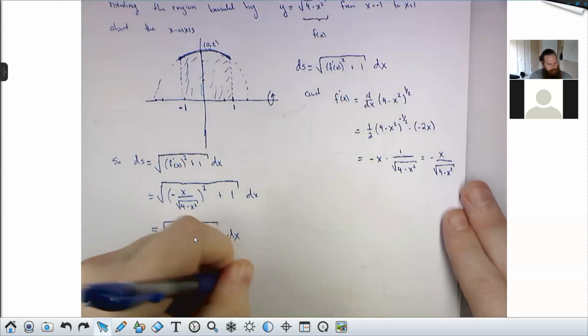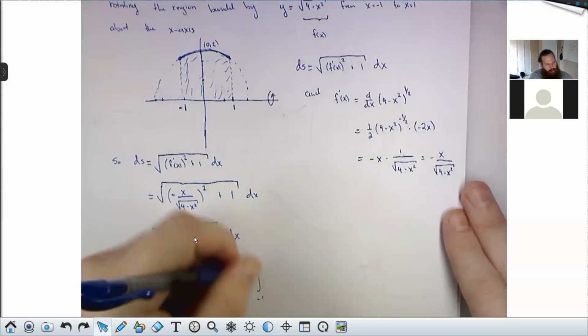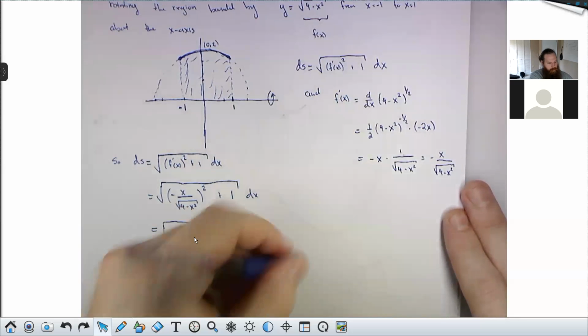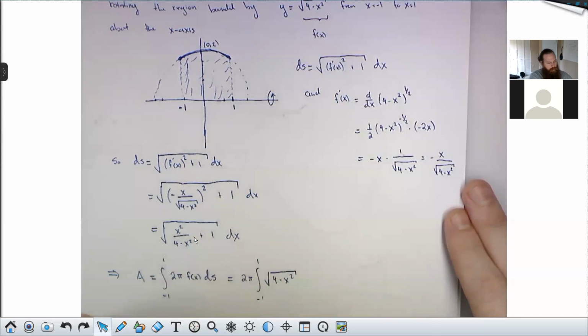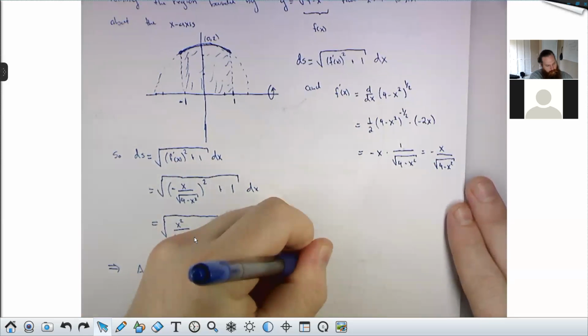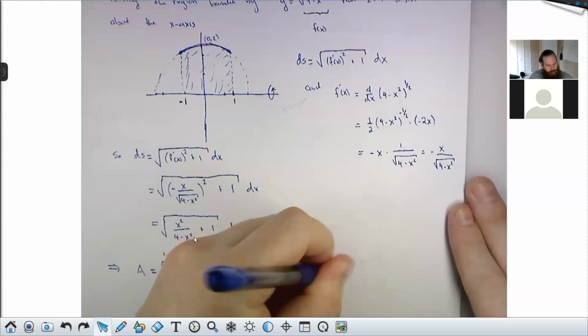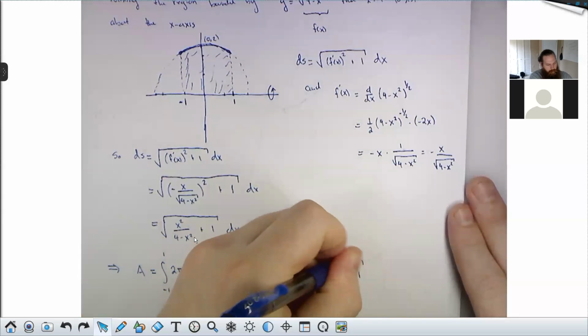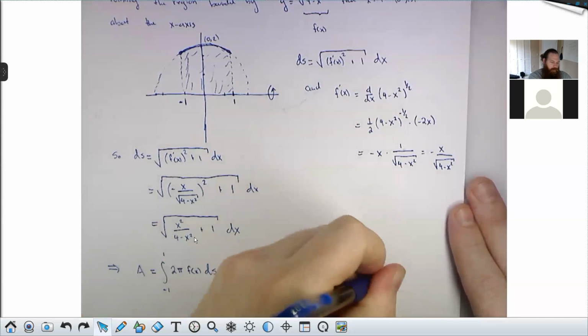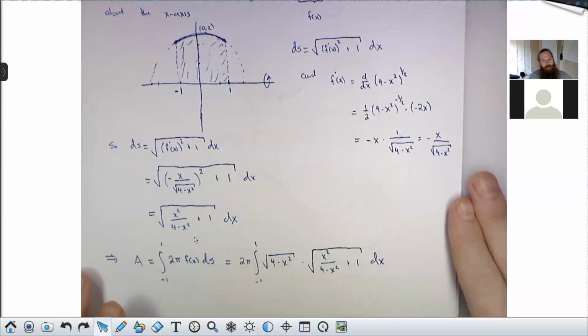So this is 2 pi times the integral from -1 to 1 of the square root of 4 minus x squared times ds, which is the square root of x squared over 4 minus x squared plus 1, dx. So this is the integral we need to handle, and it is a little bit intimidating. It's a product of two kind of nasty square roots. Each one looks like it would be something I'd be kind of afraid to integrate on its own.